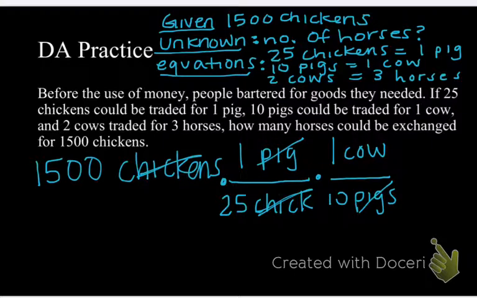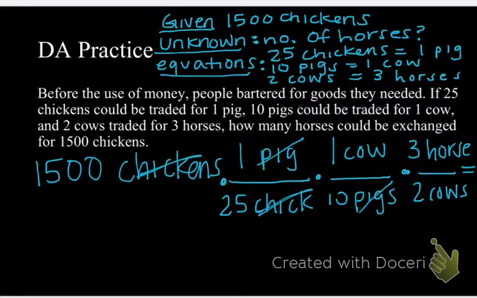Finally, I get to horses, so I'm going to multiply it by another fraction. And this, we have that 2 cows is equivalent to 3 horses. And finally, I'm at the unit of horses, so I'm pretty much done with the conversion. I just need my final answer. Okay, cow divided by cow is 1, so cows has canceled. So from here, we've canceled out chickens, pigs, and cows, and we're left with horses. To get your answer, you can do this multiple ways.